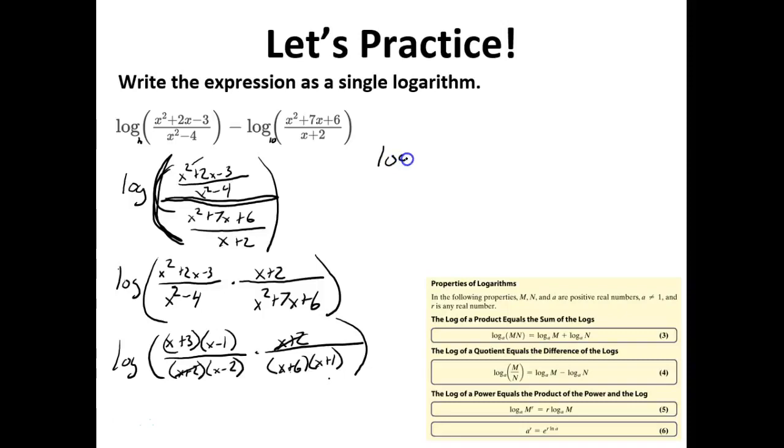So this ends up being log of x plus 3 times x minus 1 over x minus 2, x plus 6, and x plus 1. And then we have a single logarithm.